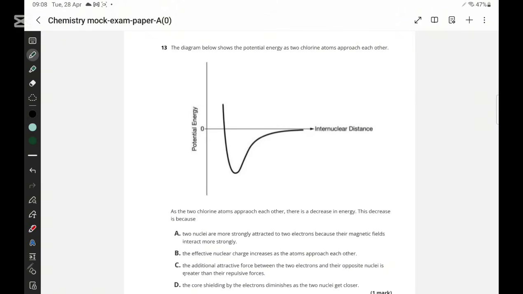So for question number 13, the diagram below shows the potential energy as two chlorine atoms approach each other. When two chlorine atoms approach each other, first of all here the chlorine atoms are far apart from each other, that's why their potential energy is 0. But here when they make a bond, they are at optimum distance, like they are sharing electrons, so they are at optimum distance.